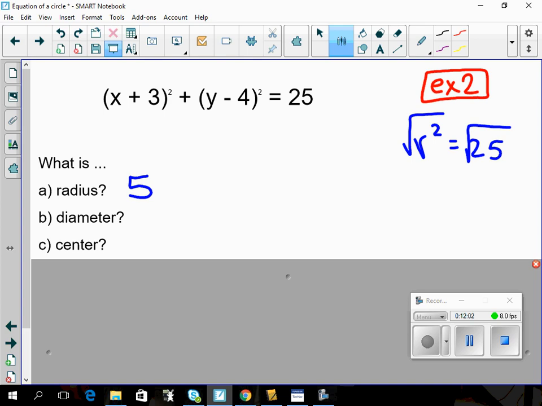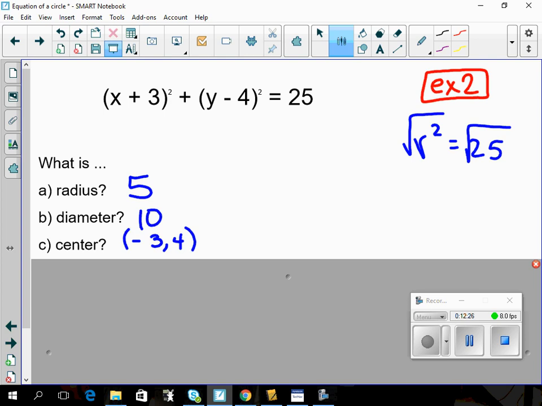If the radius is 5, it would be 10, because it would be twice the radius, right? Very good. Awesome. Make sure you realize that, because those are some of the questions in your breakout box on Friday, is the relationship between the radius and the diameter. Good. How about the center? -3, +4. Very good. You guys got this.